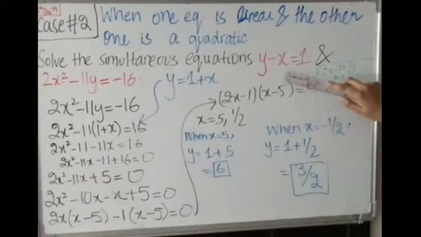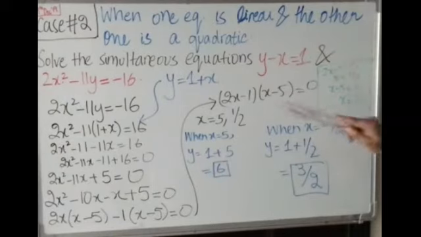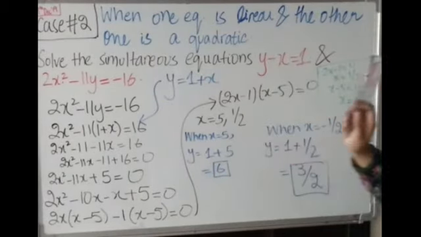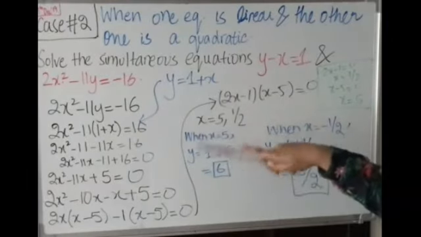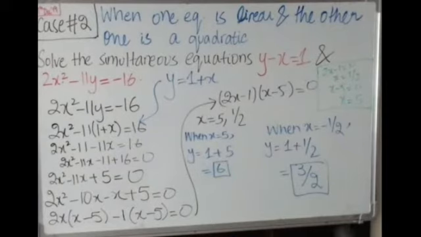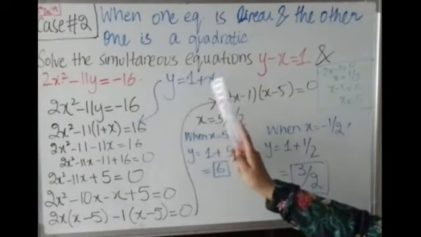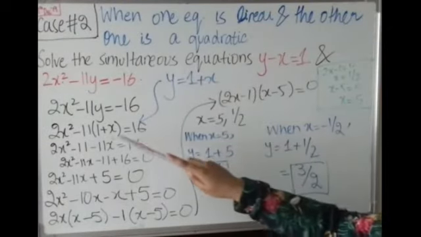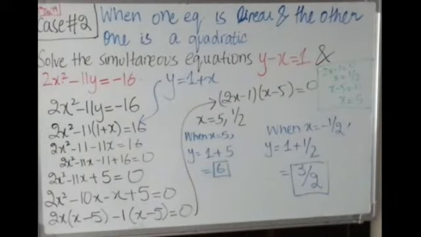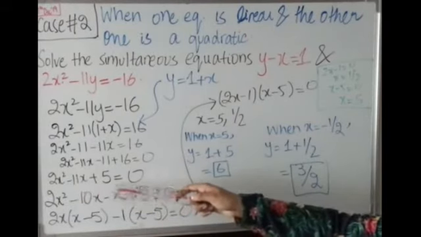Okay, so now we have this question, and I'm going to solve it by substitution method number 2. So y minus x is equal to 1, and I have just expressed this equation in terms of y, that is y is equal to 1 plus x, and I'm going to plug in this whole thing, that is the value of y, into this equation. So 2x squared minus 11y is equal to minus 16. I'll replace the value of y with this, that is 1 plus x, okay? So 1 plus x, and then of course you simplify it, and then you're left with 2x squared minus 11x plus 5.